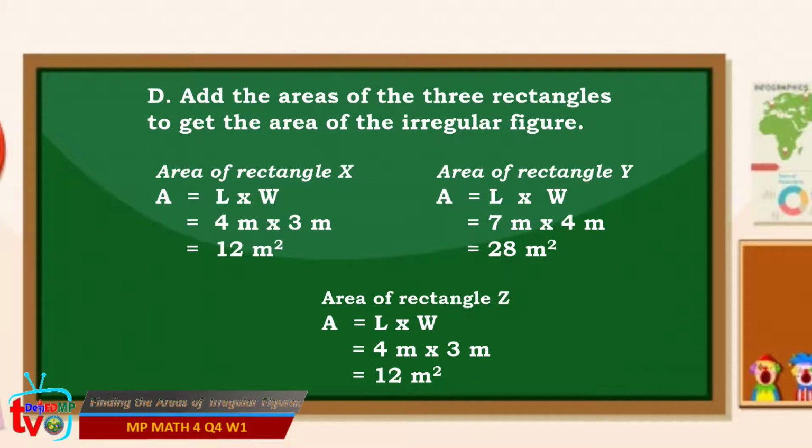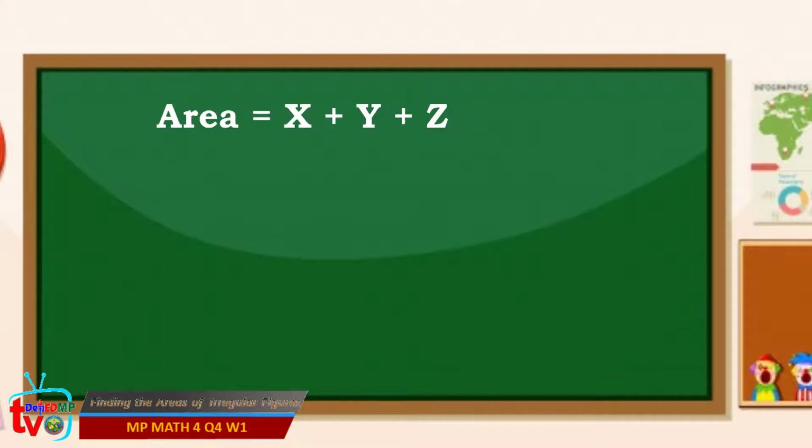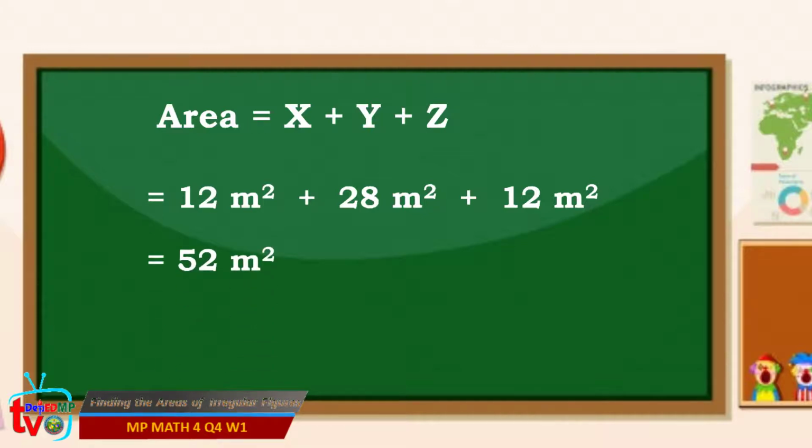Let us now add the areas of the 3 rectangles to get the area of the irregular figure. Area of the irregular figure is equal to X plus Y plus Z. 12 meters square plus 28 meters square plus 12 meters square is equal to 52 meters square. Therefore, the total area of their garden is 52 meters square.